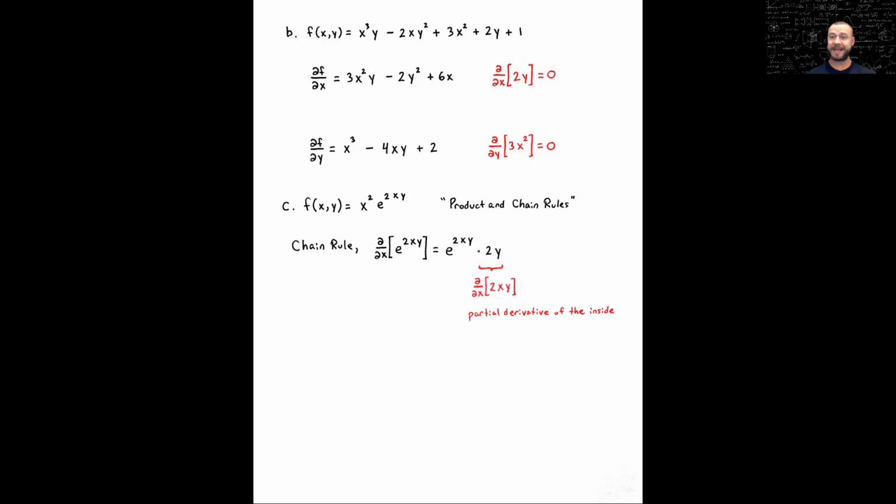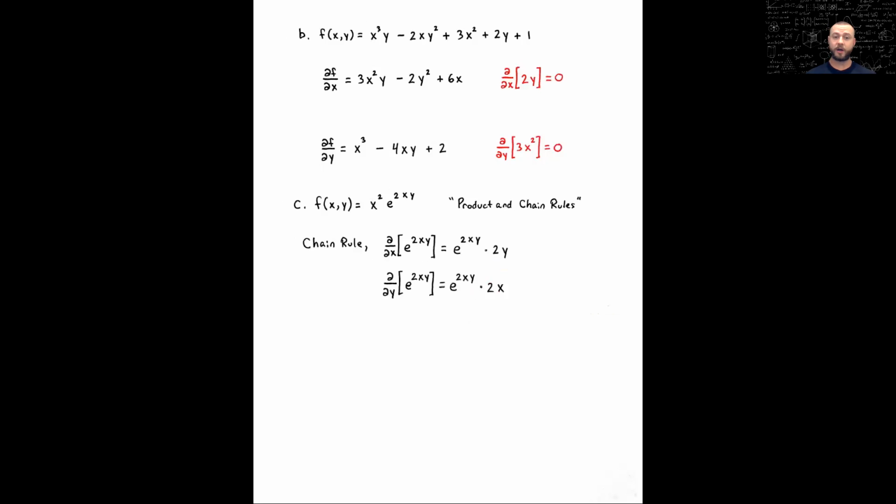All right, and since we're doing an x partial derivative, we're going to calculate the x partial derivative of that inside. So differentiate 2xy with respect to x. That'll come out to 2y. So that's how we use the chain rule here, now incorporating partial derivatives.